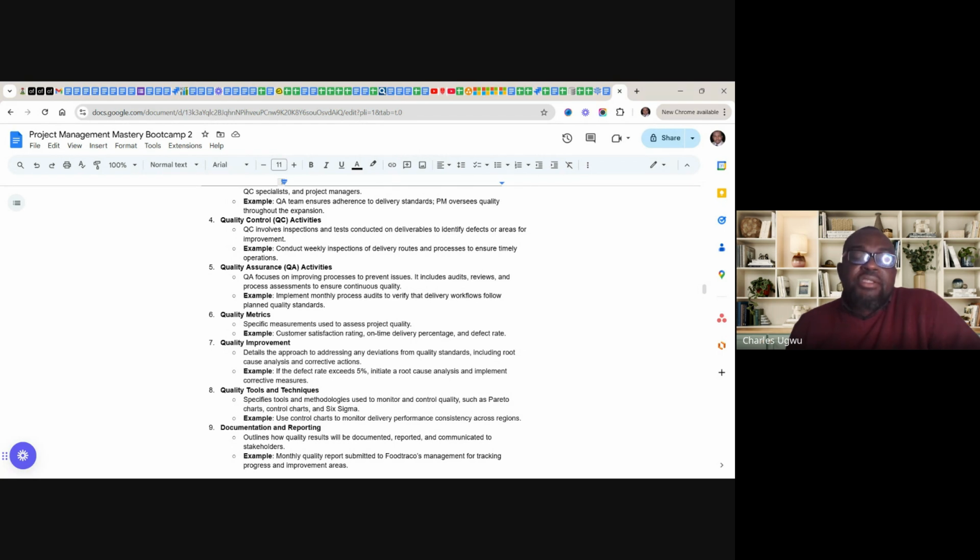Quality metrics. This is our number 6 component. We are talking about the building blocks that make up quality management. Number 6 is quality metrics: specific measurements used to assess project quality. For example, customer satisfaction rating, on-time delivery percentage, and defect rate.